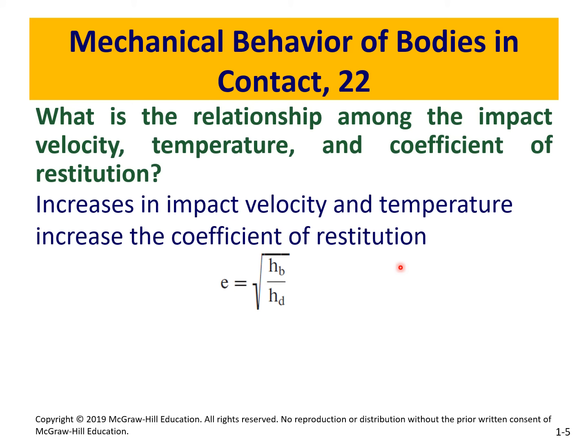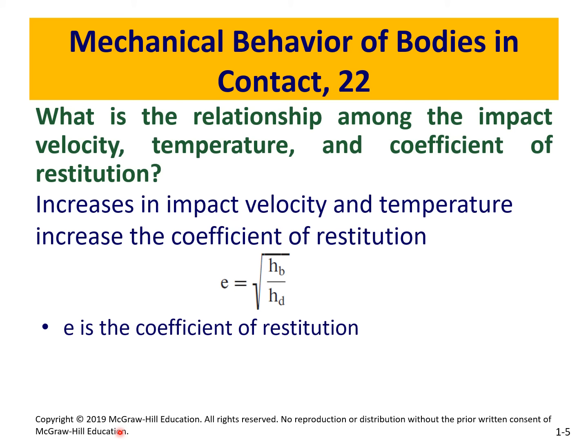So to measure it using height, E equals the square root of the height of the bounce divided by the height of the drop. So let's say I have a ball here and I'm going to drop it. This height is the height of the drop. When it bounces back, that's the height of the bounce. The ratio between the two, take the square root. That is also another way to calculate the coefficient of restitution.